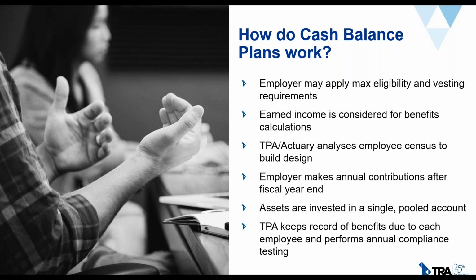Cash balance plans are typically viewed as what percent of my pay am I going to get as a pay credit in a cash balance plan. Many times in profit sharing plans, you've heard, what percent of pay do I get in my profit sharing plan? I'm sure your clients have asked that many times. The TPA and actuary analyze the employee census to build a proper plan design. And we hope we have the opportunity to be that TPA and actuary at TRA.